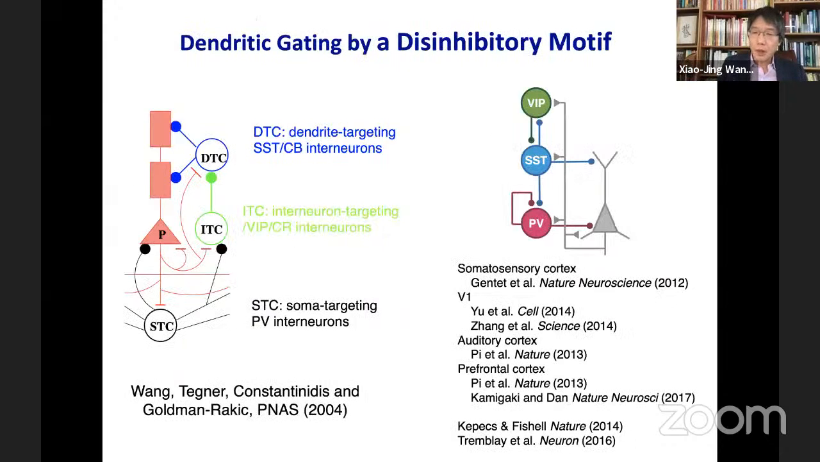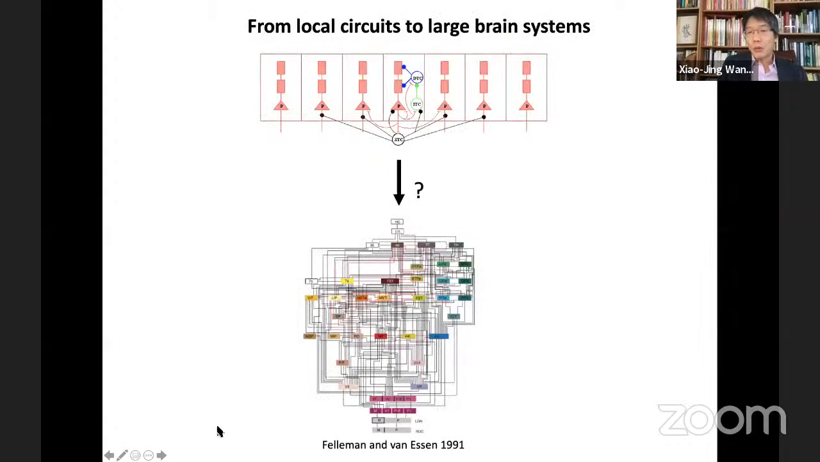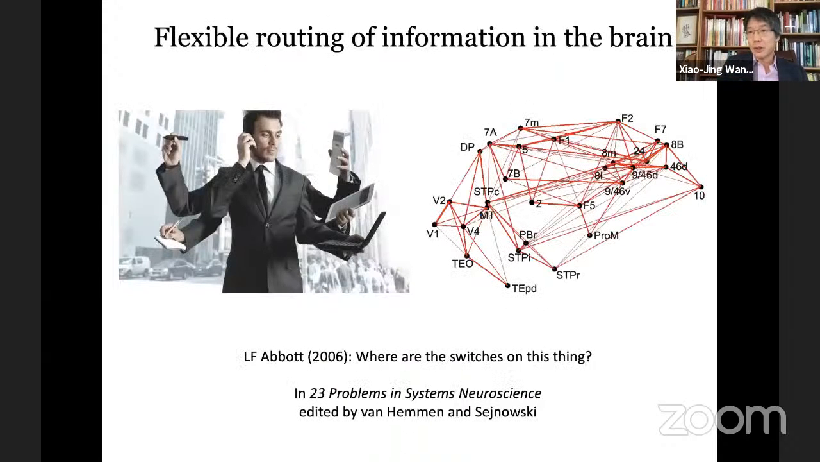Of course, now we know that this kind of disinhibited motif is commonly present in all cortical areas, including sensory areas as well as the prefrontal cortex. So when we start to think about a multi-regional cortical system, I think there's really a number of very interesting new questions we have to confront. One of them would be gating, routing of information to the right place at the right time.